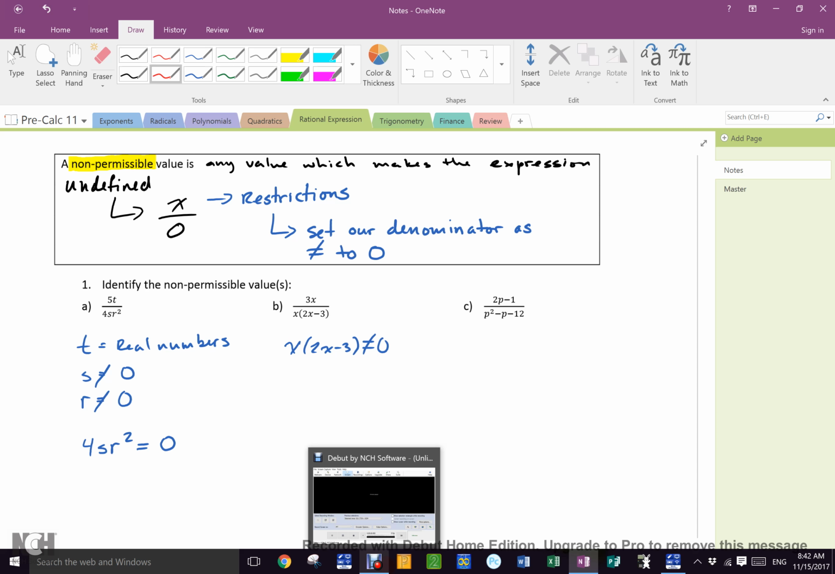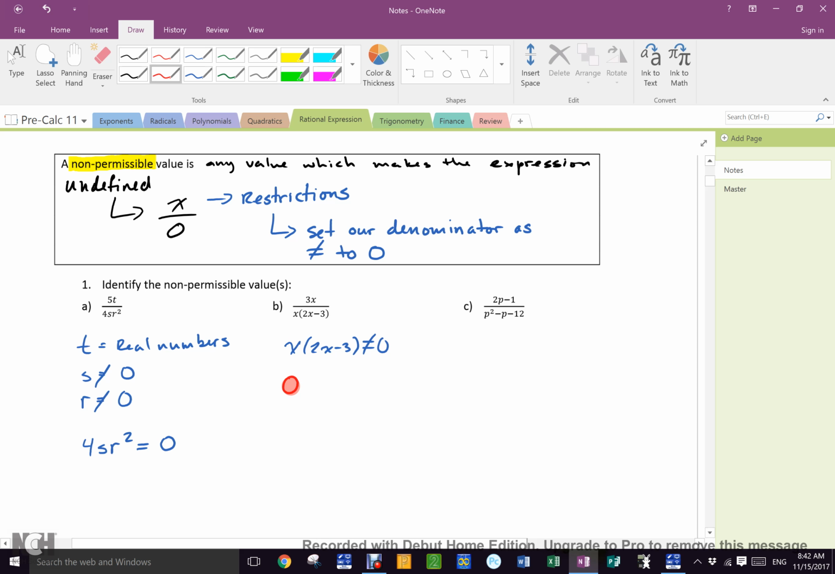What is it? Excellent. 0 is not allowed there. Why? Because if x is 0, that's going to be 0 times this, yes? Excellent. Is there another one? Pardon me? Excellent. 3/2 is also not allowed. Why? Because if x equals 0, then that's 0 times that, yes? But that also can't equal 0, can it?